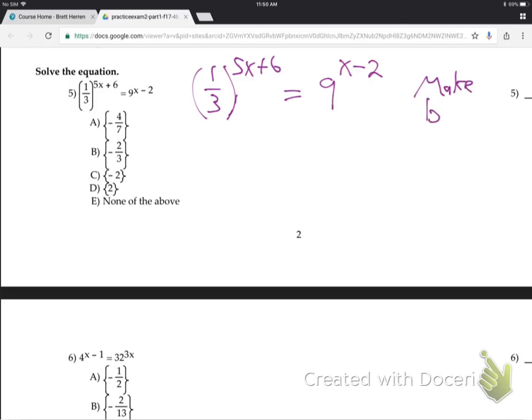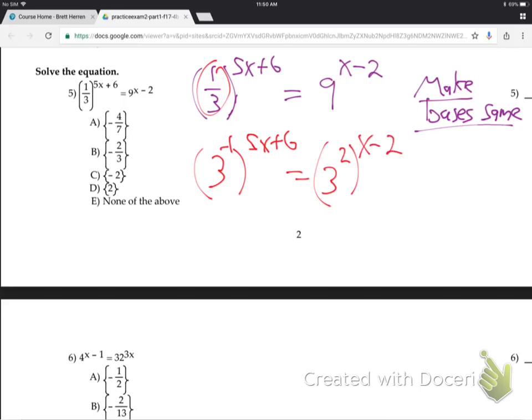So, how do we make the bases the same? Well, we can make them both 3, can't we? What do you do with 1/3 to make it 3? -1. Remember, negative powers flip things? And the other side, 3 to the second. Everybody see what I just did there? Do you remember negative powers, 3 to the -1 is the same as 1/3? Remember that from algebra? Negative powers flip things. So 3 to the -1 is 1/3, and 3 to the second, that's 9, huh? So I made them both 3.